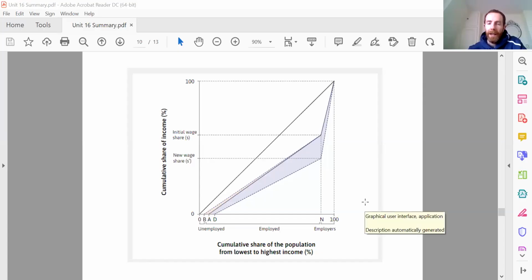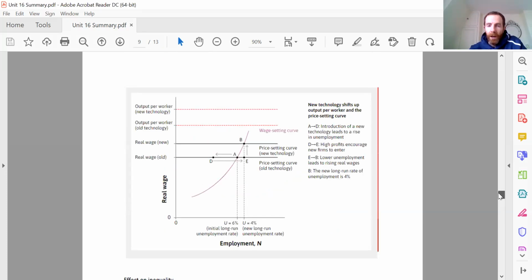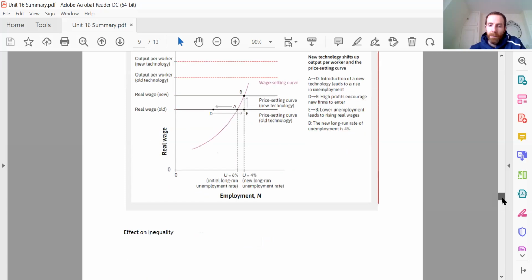Okay, so just picking up on inequality and how that will be impacted by a particular change where there's an improvement in technology. We're going to look at what happens when we move from point A to point D, and then from point D to point B, and what they're going to mean in terms of inequality.